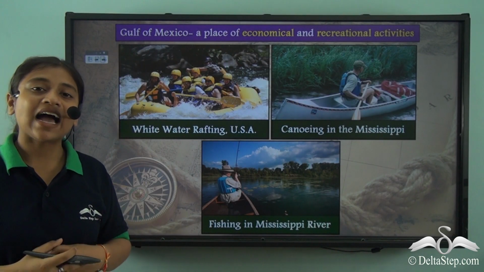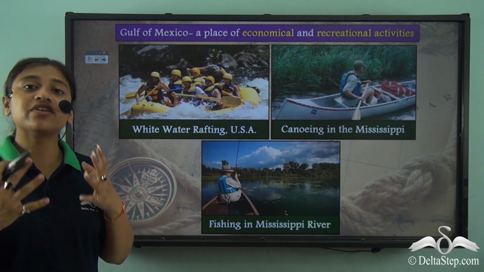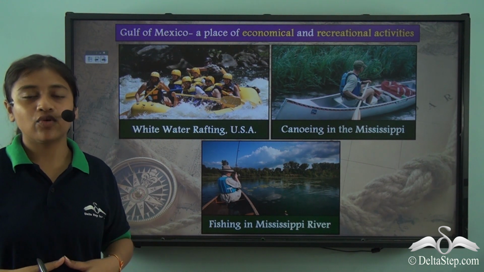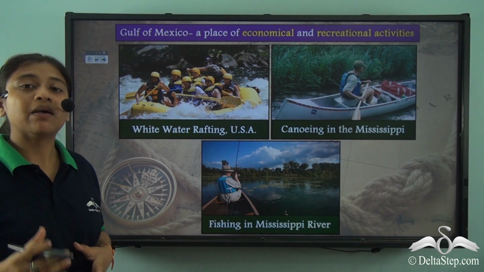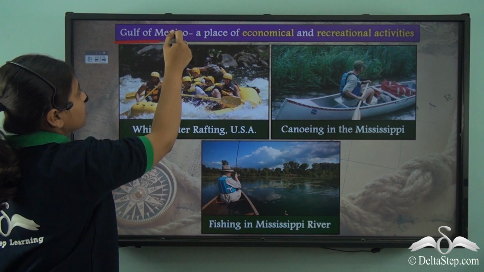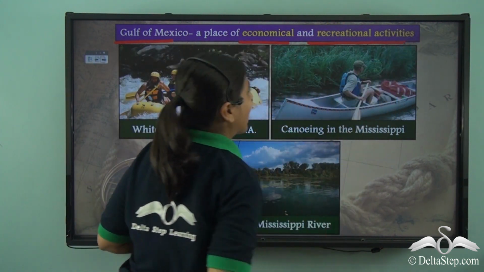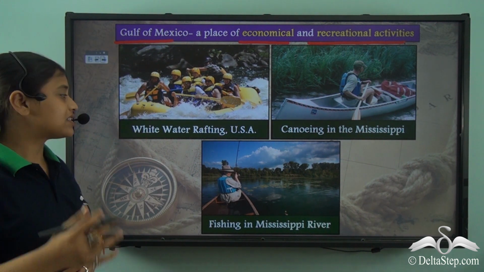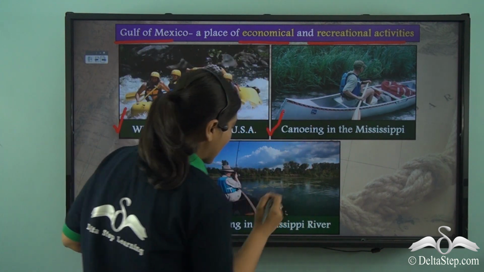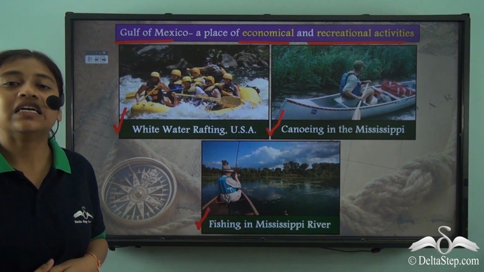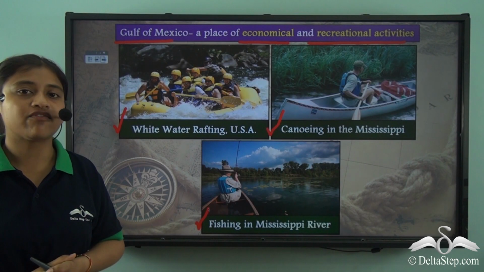Now, besides adding to the agricultural industry of United States of America, the rivers also play a very important role in adding to the economy of the continent. How? So these rivers make the Gulf of Mexico a place of economical and recreational activities, right? So starting with whitewater rafting in USA to canoeing and fishing in the Mississippi River, these make the place a happening place and a famous tourist destination of the continent.